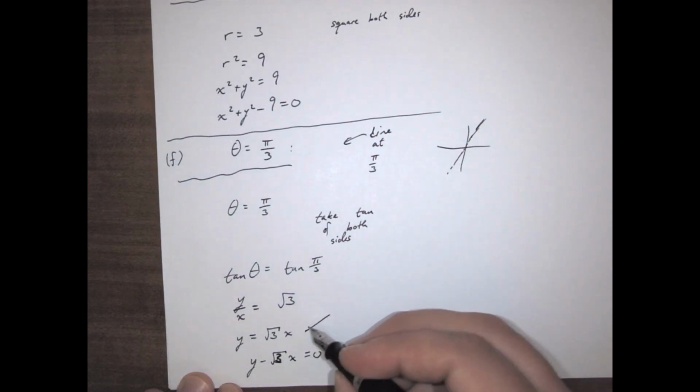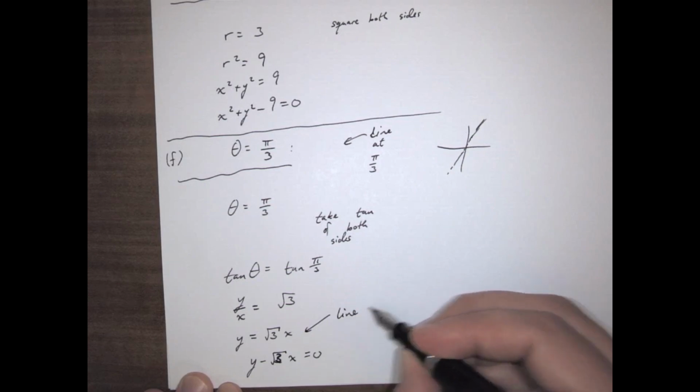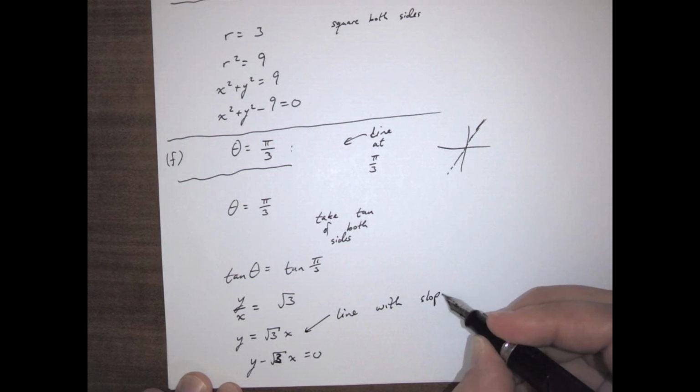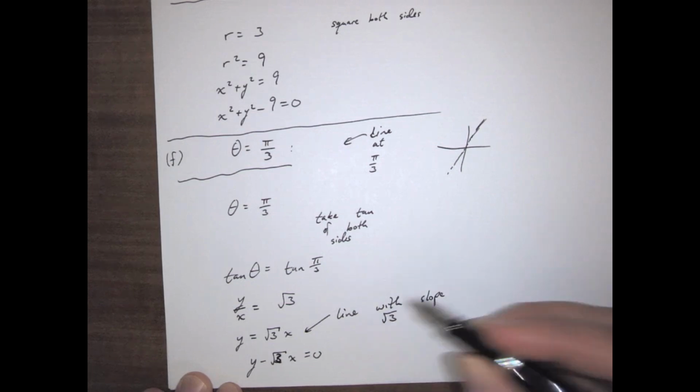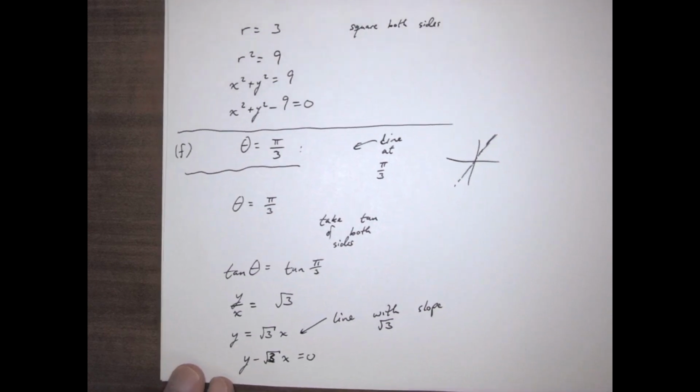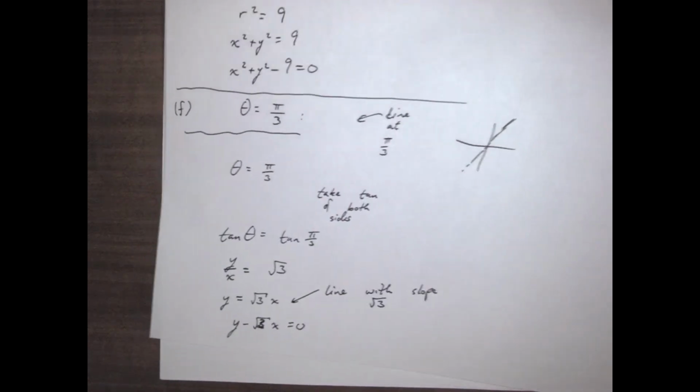So this is a line with slope root 3, which makes perfect sense when you think about what theta really means and what it means for theta to be fixed at a certain value. It means we are on a line whose slope is the tangent of that angle. Tangent basically converts between slopes and angles.